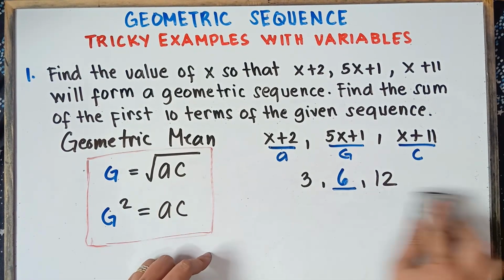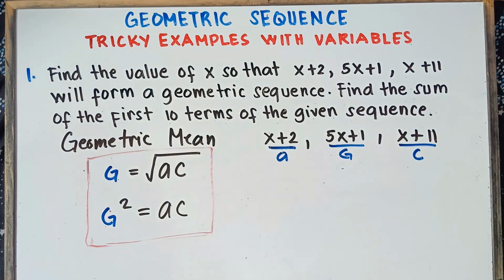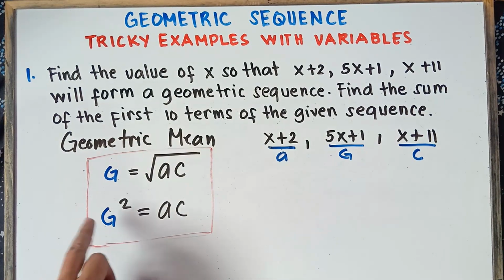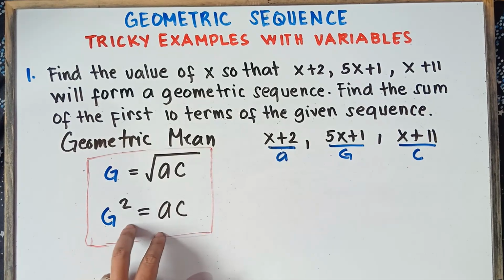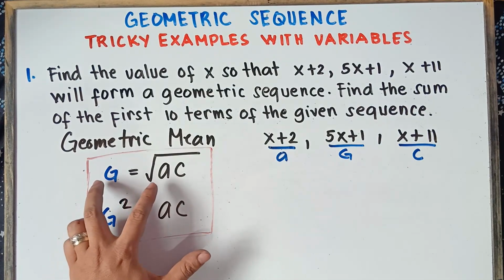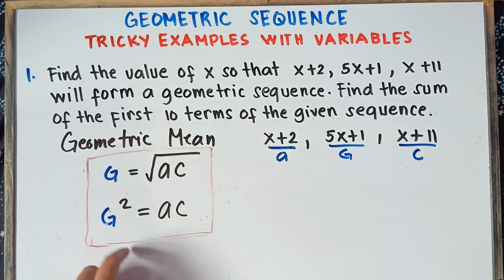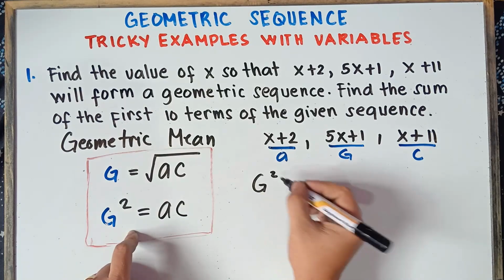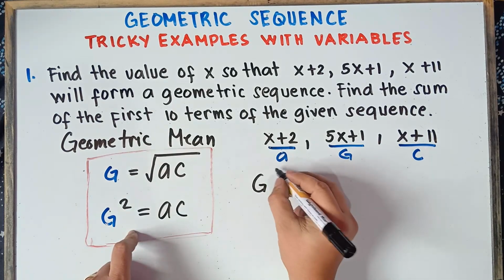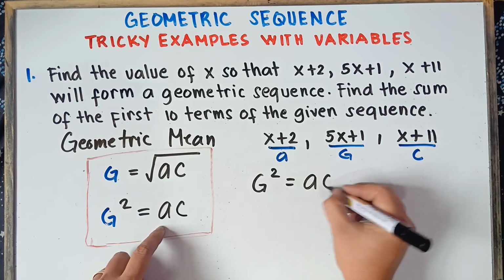Alright, so let's apply this formula to find the value of X. Once again, class, we can use this formula or we can use this formula. This is just the same, class. So let's just simply use this formula. We have G squared, or geometric mean squared, is equal to a times c.